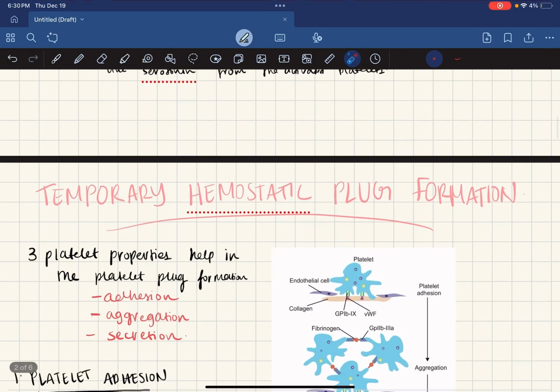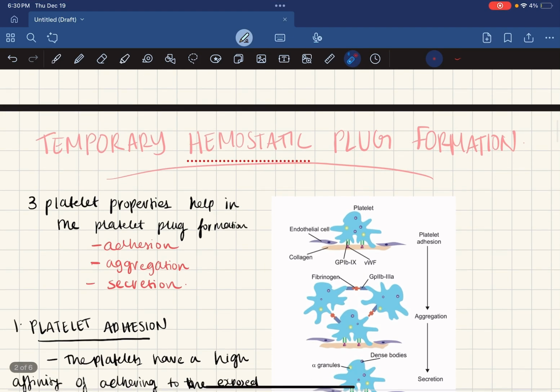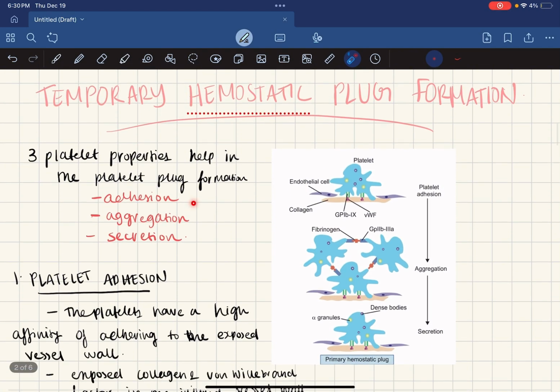Now coming to the temporary hemostatic plug formation. The temporary hemostatic plug is formed mainly with the help of three platelet properties, that is platelet adhesion, aggregation, and secretion, also known as release reaction. So the platelet adhesion, then we have the platelet aggregation, and then finally the platelet secretion.